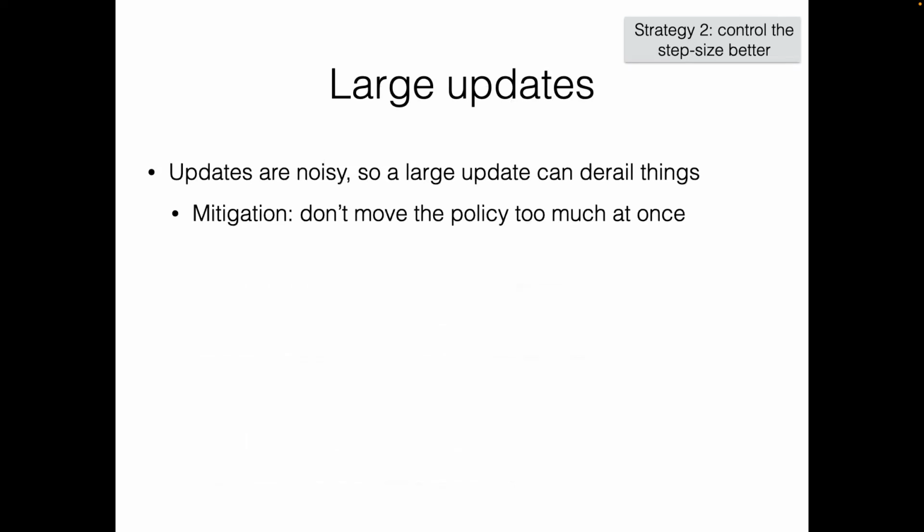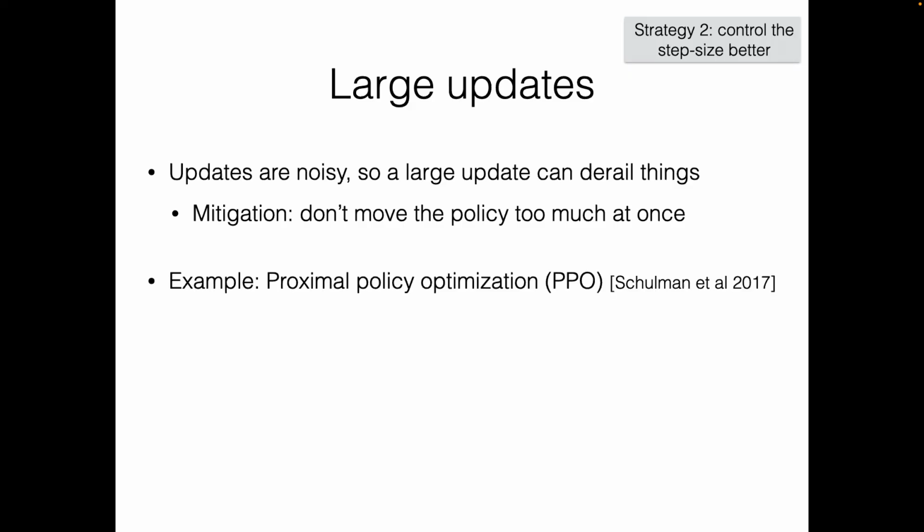So at a high level, one mitigation is to try to not move the policy too much at once. And it turns out you can do a bit better than just reducing the learning rate, because that would cause things to not move too much at once, but then that would really slow down the training.